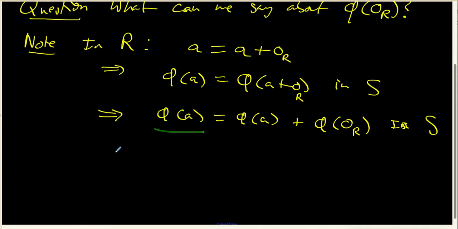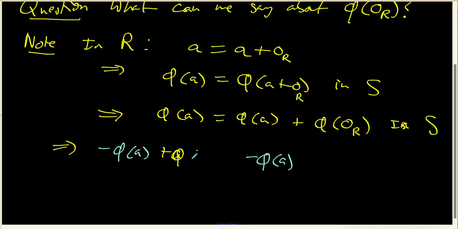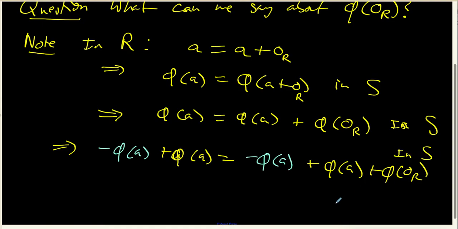So we are going to add minus phi of a to both sides. So we're going to add minus phi of a to this side, and that will have to be minus phi of a plus this side. And this is still an equation in ring S.